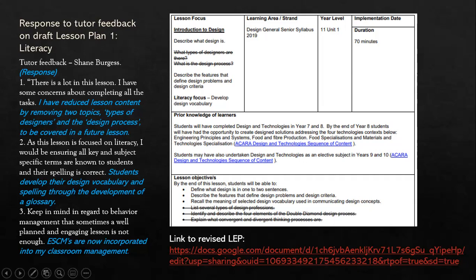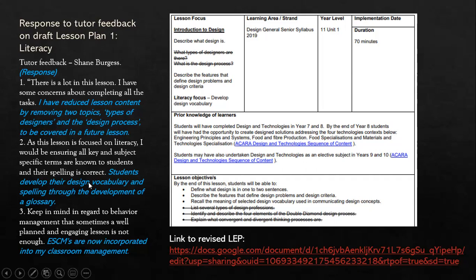I've therefore reduced the lesson content by removing 2 topics, types of designers and the design process, to be covered in future lessons. The second feedback was that as the lesson is focused on literacy, I would need to ensure all key and subject specific terms are known to students and their spelling is correct. My response to that was that students will develop their design vocabulary and spelling through the development of their glossary throughout the unit. So it would not only be this lesson, but continue on throughout the lessons.